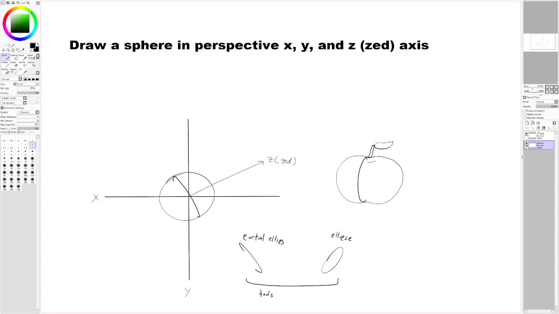Like if you had a shape like an hourglass, let me try to do that. If you had a gourd, and assume I did this perfectly, it's kind of hard to do. Let's say this is a gourd, right?